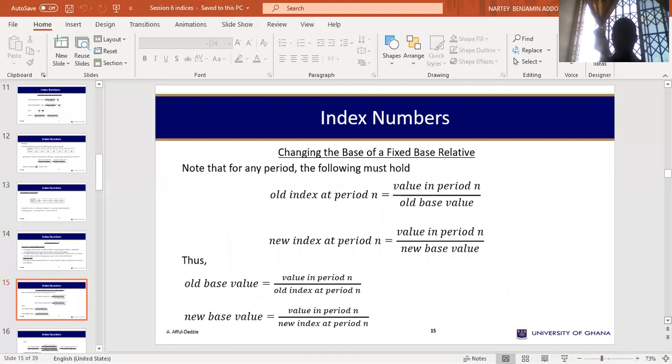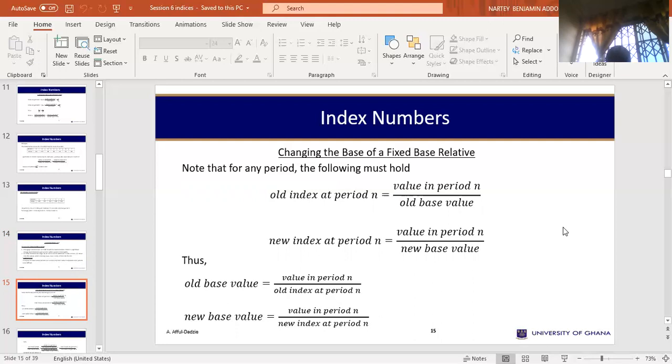Now, changing the base of a fixed base relative. Note that for any period, the following must hold. So these are all formulas. Old index at period n will be equal to value in period n over old base value. And the new index at period n will be equal to value in period n over new base value.